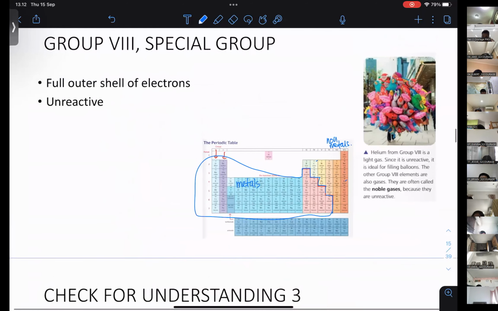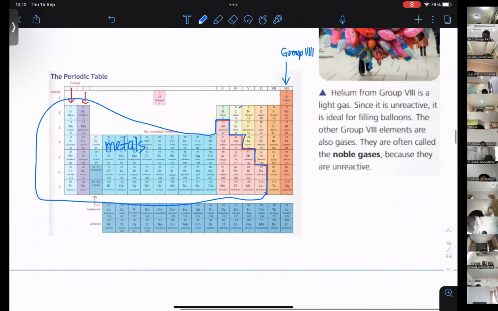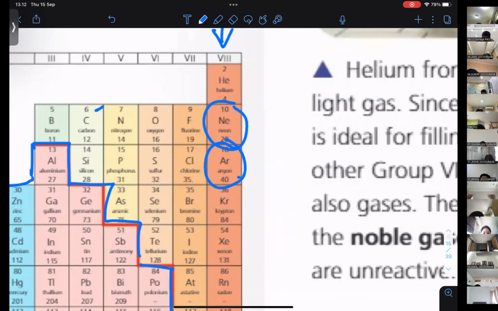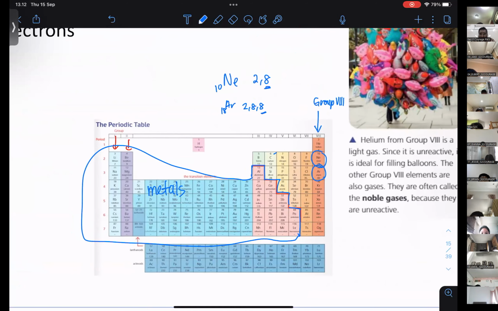Now, if you look over here, out of this, there is one group which is going to be group 18, group A. So we call that group A. If you look at, for example, neon, 10, so neon is 2, 8. And if you look at argon, argon is 18. If I write down, it's 2, 8, 8. You can see same valence electron, 8, same group.